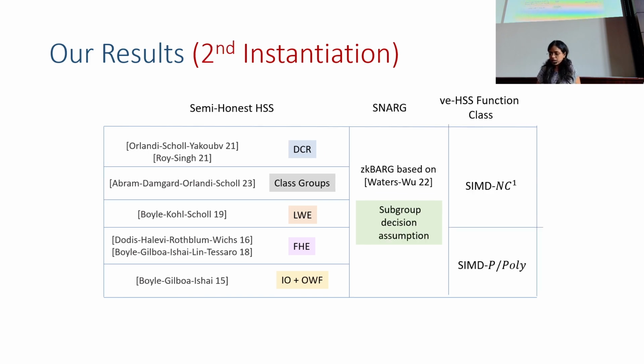And in our second instantiation, we again start with the same set of semi-honest HSS schemes and instantiate our compiler with a new zero-knowledge variant of the Waters-Wu-Barg scheme that's based on the subgroup decision assumption and obtain HSS with verifiable evaluation for the following function classes. Here, SIMD NC1 and SIMD P/poly just means a batched version of NC1 and P/poly. So it's just a group of NC1 circuits stacked in parallel.